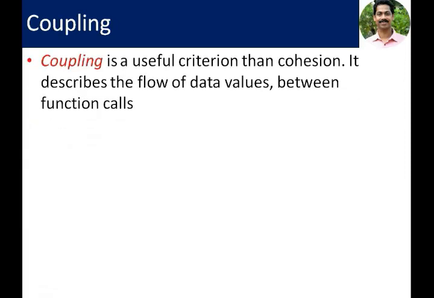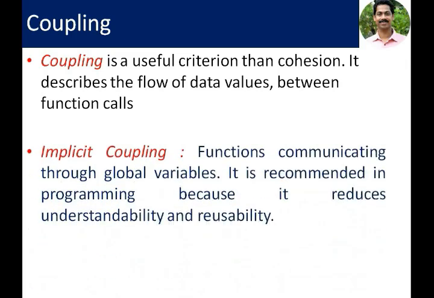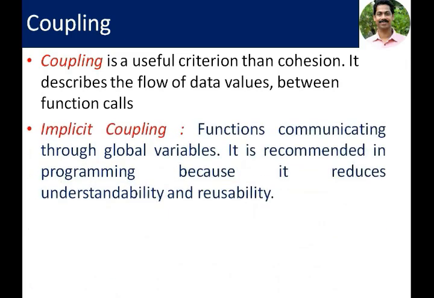Next is coupling. Coupling is also a feature of functions. It is useful in describing the flow of data values between function calls. Coupling describes the flow of data values between function calls. We have two kinds of coupling. One is implicit coupling. So functions communicating through global variables are following implicit coupling.